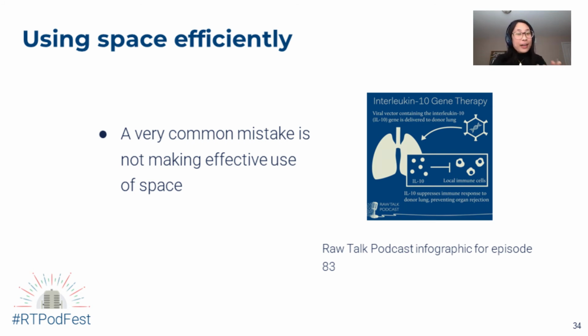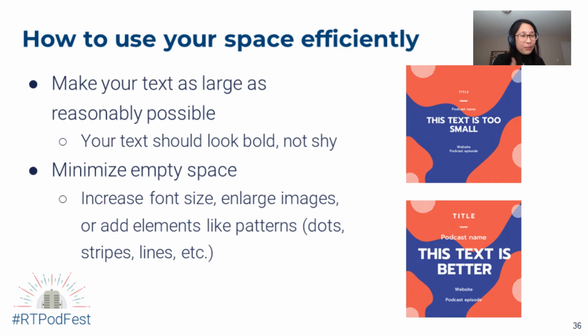So some tips that I have for you to make sure you are using your space efficiently is number one, first thing you should do right off the bat, make your text as large as reasonably possible. Just go ahead and make your font bigger. Number one mistake I see is that people will use ridiculously small font sizes. Your text should look bold, not shy. There's no reason that your message should look like it's hidden. That's not the purpose of your post. Your post is to make an announcement.